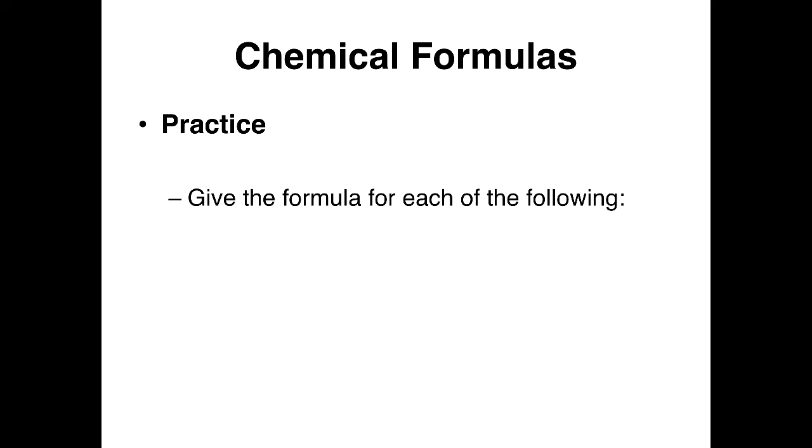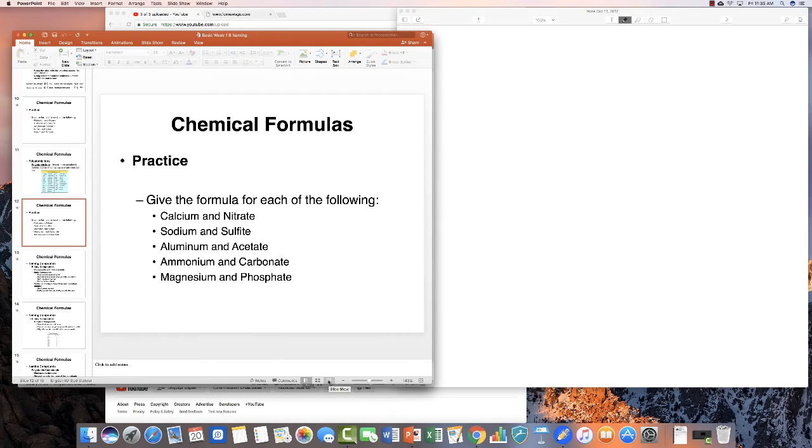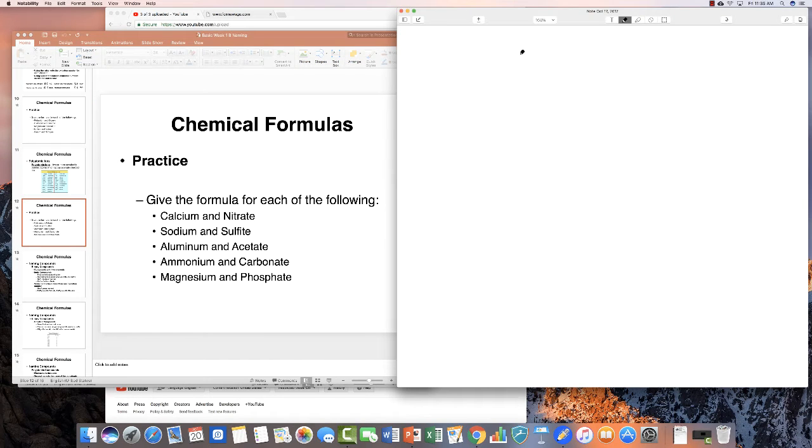So give the formula for each of the following. And I'll do this again, try to help you with this. So calcium and nitrate. From the table, the nitrate is NO3 -1, and calcium is +2. The least common multiple is 2. 2 goes into 2 one time, so there's calcium. And then nitrate, 1 goes into 2 two times, so you have to multiply this whole thing by 2.